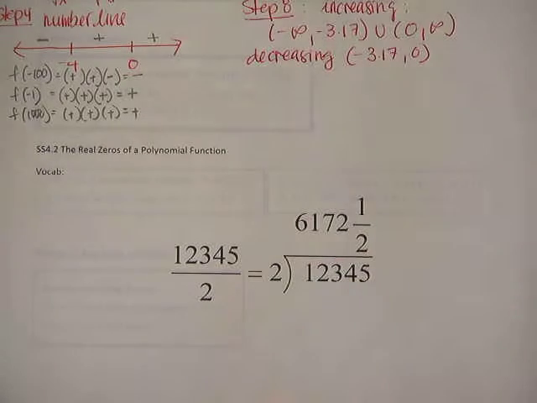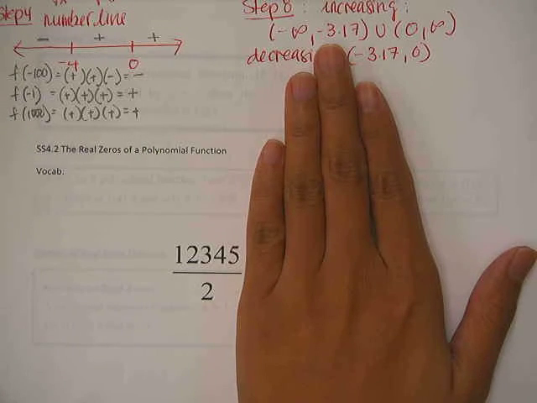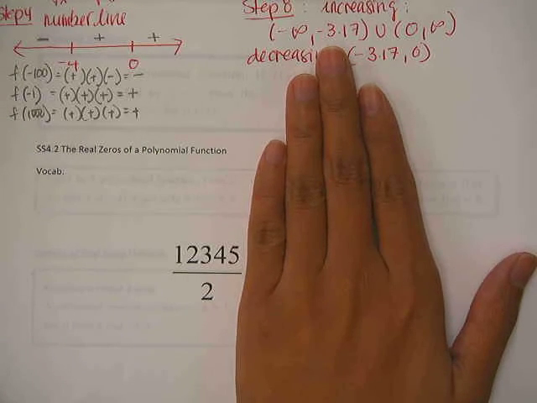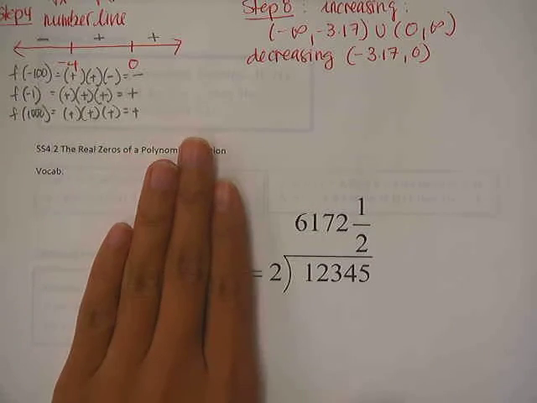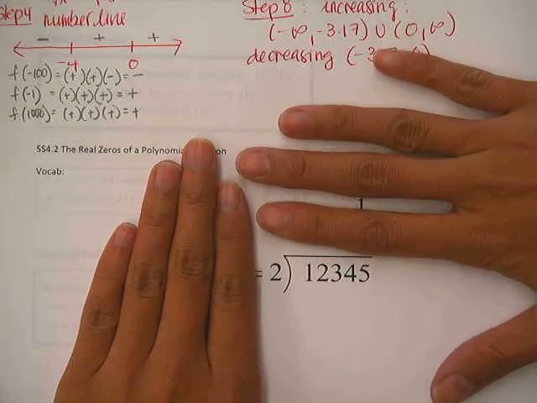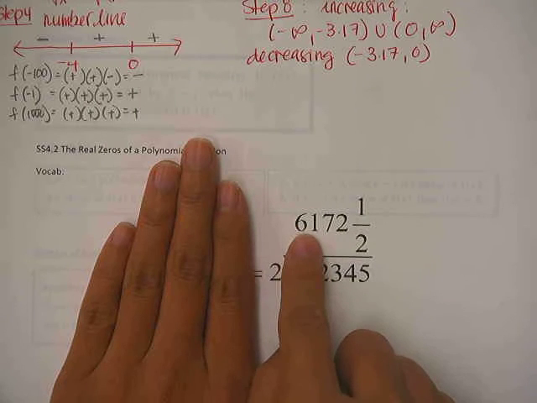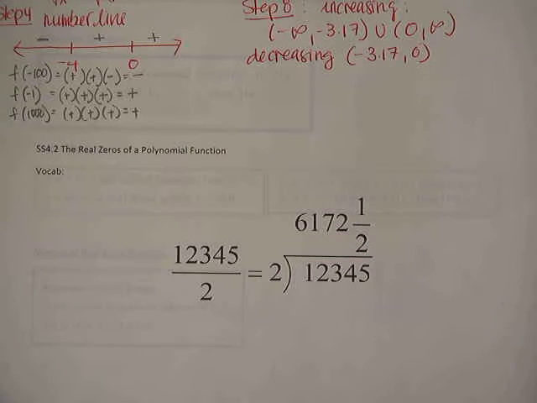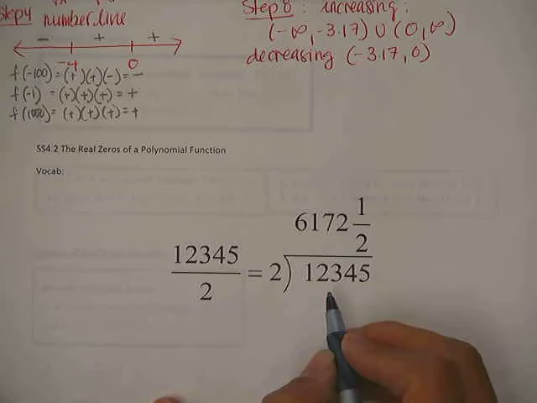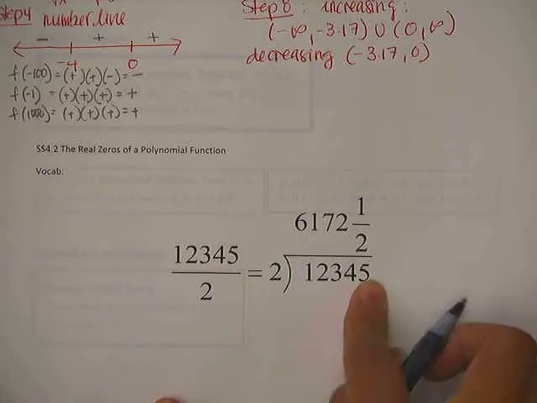So, vocab, here we go, okay? I have 12,345 divided by 2, some numbers that I made up. And in elementary school, we learned that we divide it this way, right? So our answer is 6,172 with the remainder of 1, so we put it over 2. Basic. Nothing special. So let's talk about the vocabulary of the elementary school division problem.